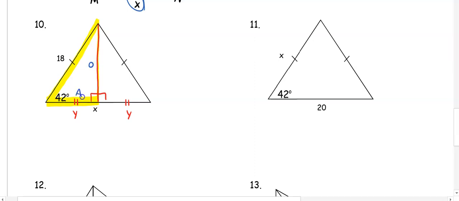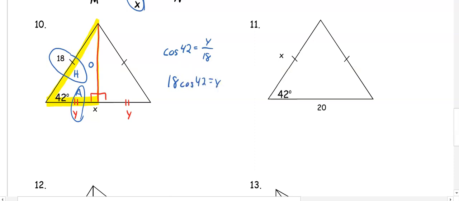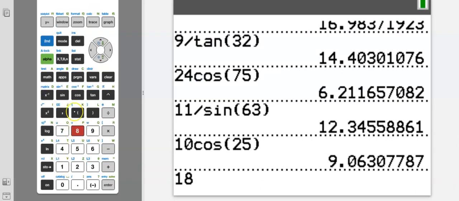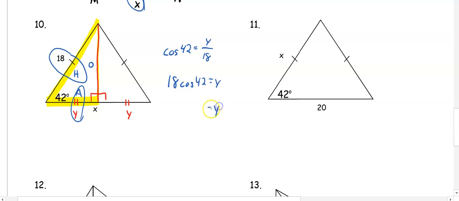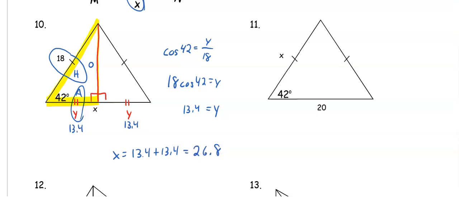So we have opposite, adjacent, hypotenuse. We know the adjacent and the hypotenuse, so we're going to use cosine. So the cosine of 42 equals y over 18. So here we're going to multiply 18 cosine of 42 equals y. So we get 13.4. Now each part of y is 13.4, so if we're finding x, we need to add those together. So we get 26.8.